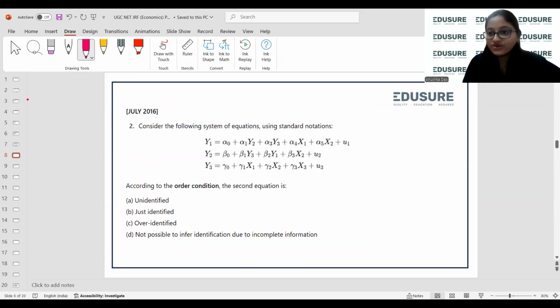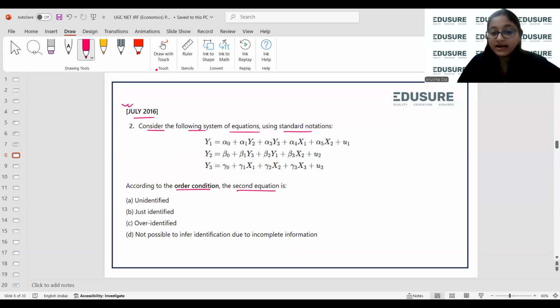And now I have another question for you. This is July 2016. I'll do this question, but for the first question, please do the homework and let me know in the comment section what you get so that I understand if you are getting the process, right? So the second question is saying, consider the following system of equations using standard notations.